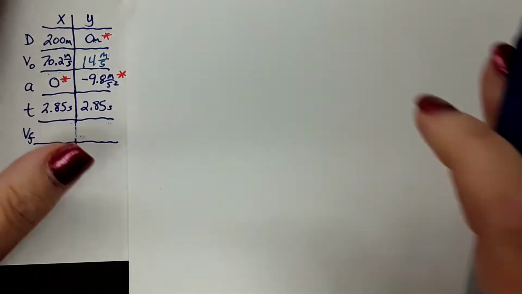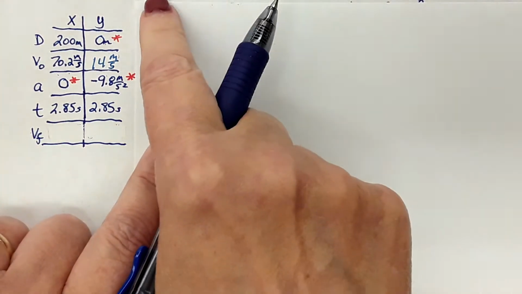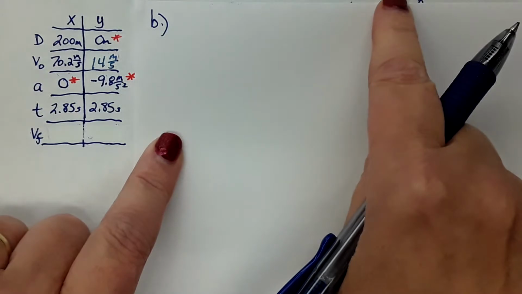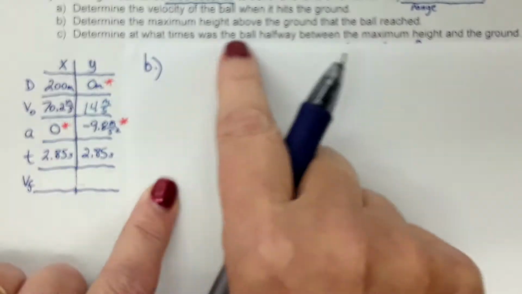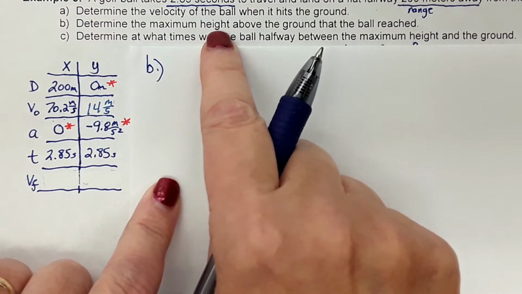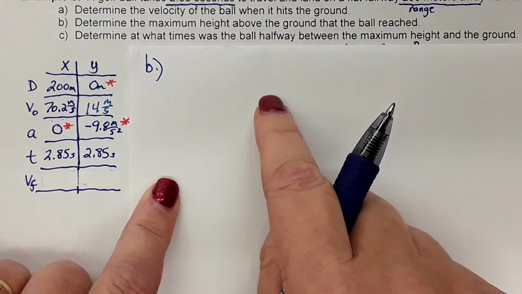Let's take a look at part B. So I'm giving myself some more room here with another sheet of paper. Look what it says right here: Determine the maximum height above the ground that the ball reached. Okay, all right, part B. So we want to find h, the maximum height above the ground, which is vertical. So that means we need to use vertical information to get it.